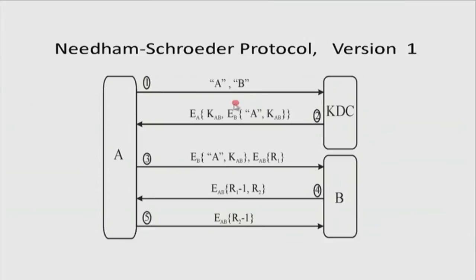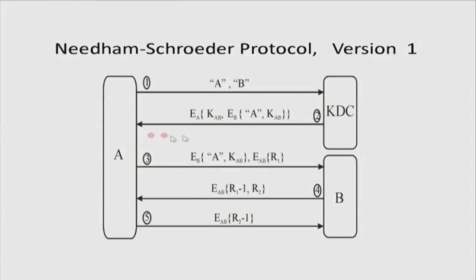He cannot make any sense of this token because it's encrypted using B's long-term secret. So what have we accomplished over here? A has now received the session key because he can decrypt this message. The A over here means encrypted using A's long-term secret or password that he shares with the KDC. The AB means a session key to be shared only for the duration of the session between A and B.